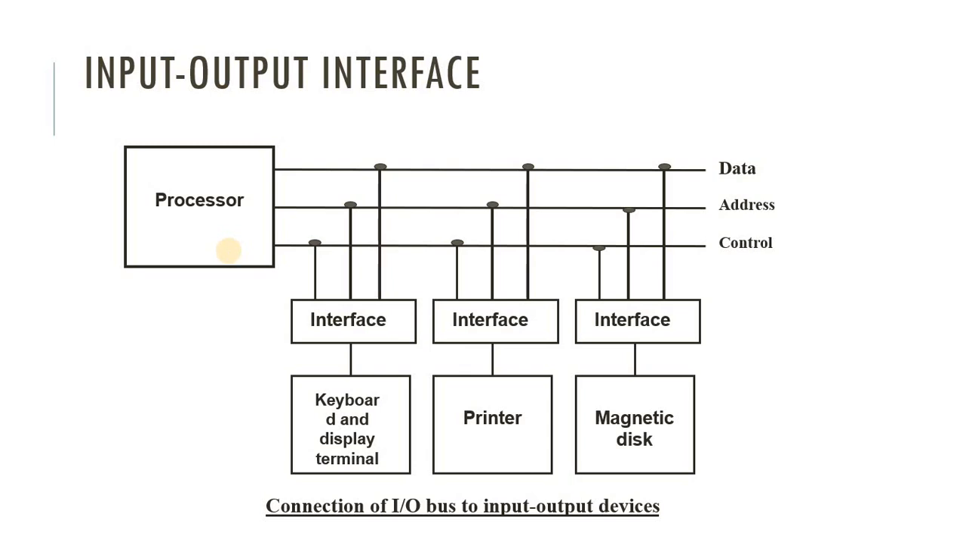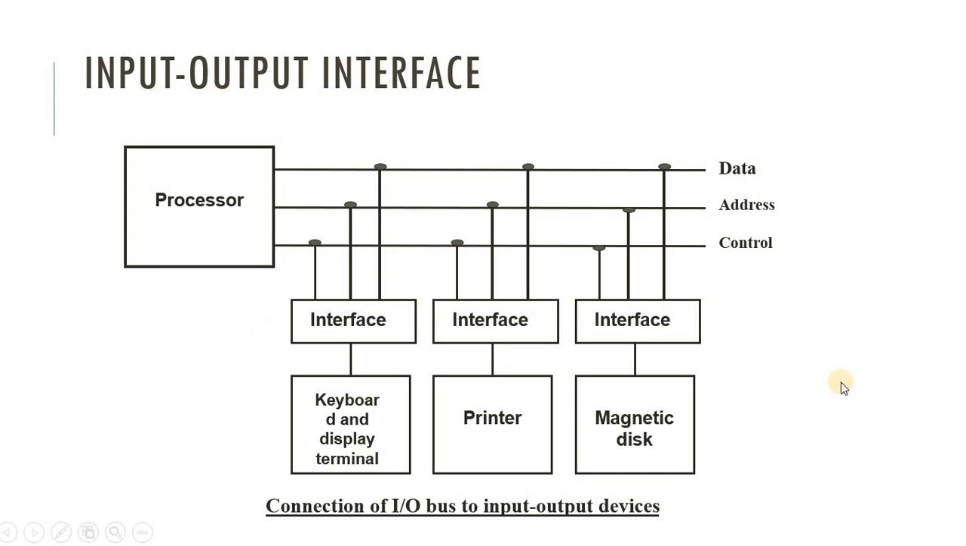The second use of the interface is that here the processor or the CPU is an electric device, and here the keyboard, printer, magnetic disk are electromechanical devices, yes, or electromagnetic devices. So the signals that both devices use are different. The signal used by the peripheral device is different, and also the signal used by the processor is different. So to match that, the signal needs to be in the required format. So that's why the interface is used for that. So that is the second use for the interface.